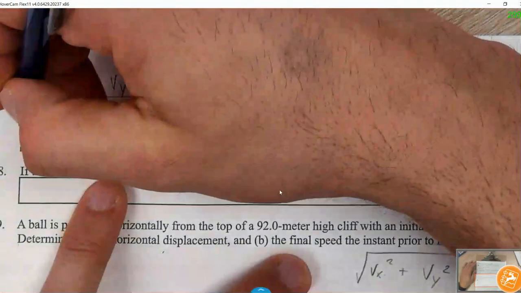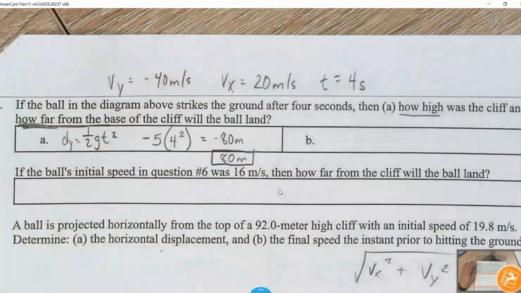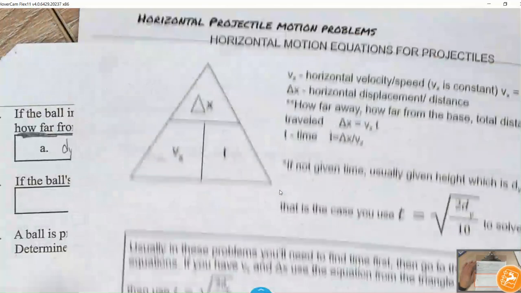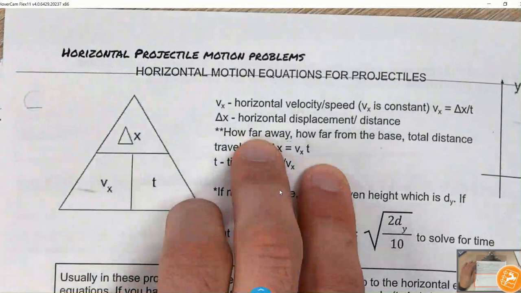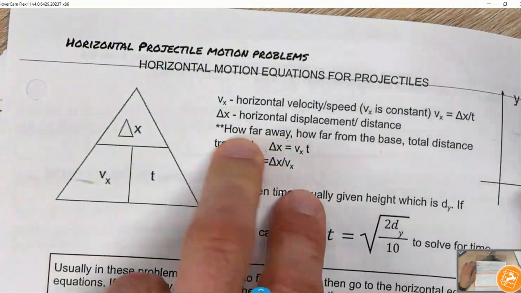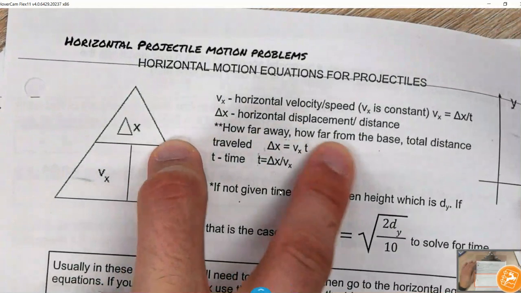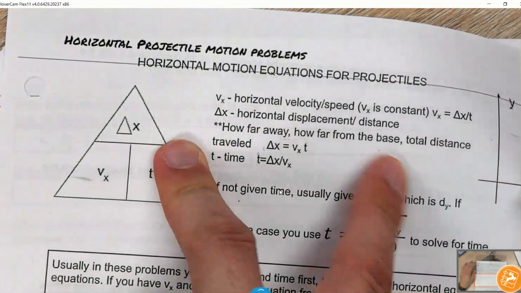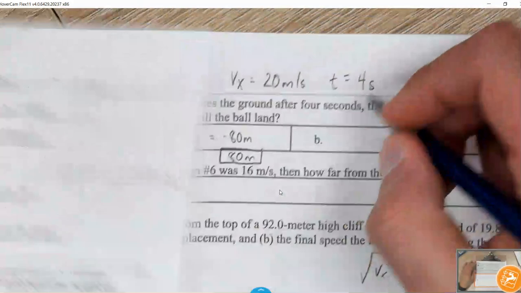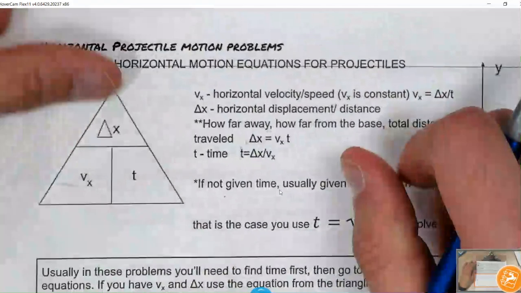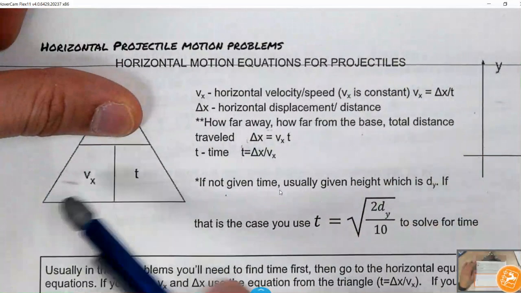Now, if it says how far, how far from the base, I tried putting some of that terminology in some of the questions. Horizontal displacement or distance. How far away does it land? How far from the base? What's the total distance it traveled? You're looking for delta x. And how do I use the triangle? Cover it up. Delta x is equal to Vx times time, because they're next to each other.